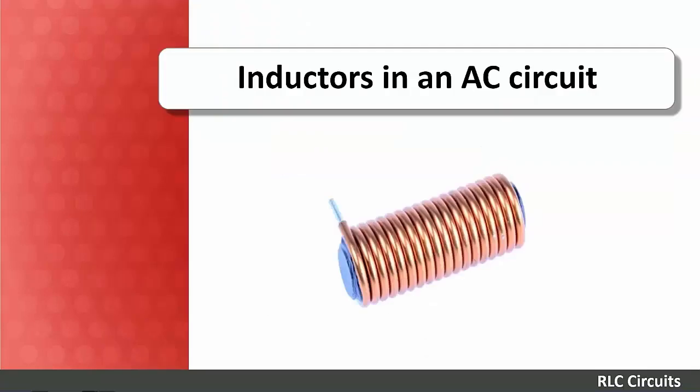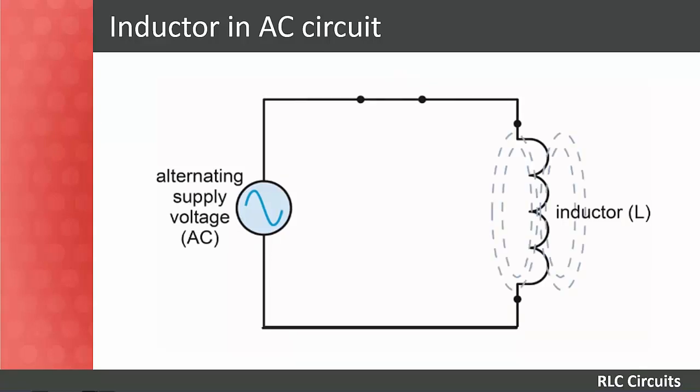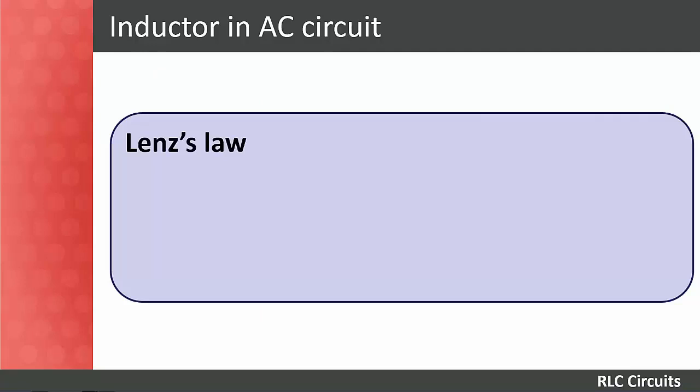Let's now discuss inductors, which we also call coils. This simple circuit consists of an inductor connected across an AC voltage source. When the switch is closed, the alternating voltage causes a current to flow through the inductor and rise from zero to its maximum value. This rise or change in the current induces a magnetic field around the inductor, which in turn opposes the current flow in the circuit. Lenz's law describes what happens.